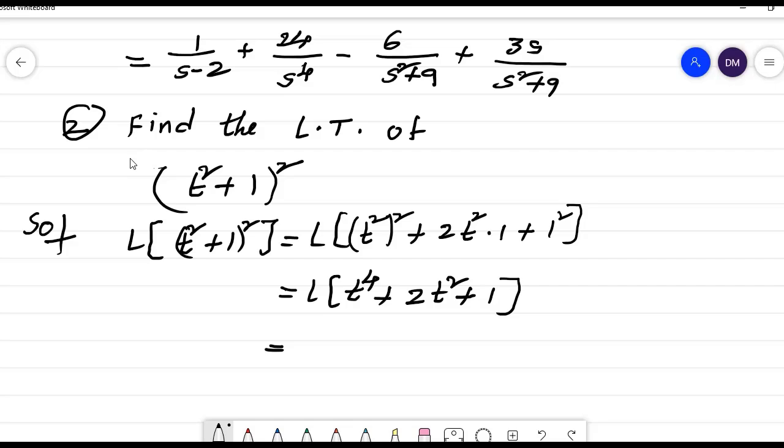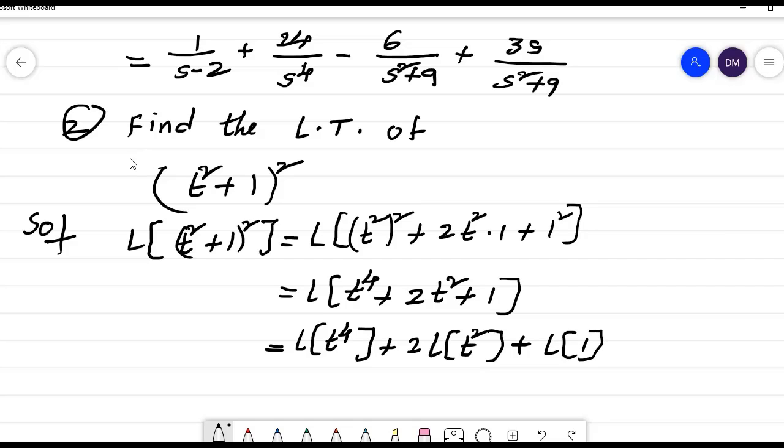Now all these functions, t power 4, 2 t square and 1, are in the form of addition. So we can apply the Laplace transform to the individual functions. So what happens? L of t power 4 plus, here 2 is a constant, keep it outside, 2 into L of t square plus L of 1. Right?